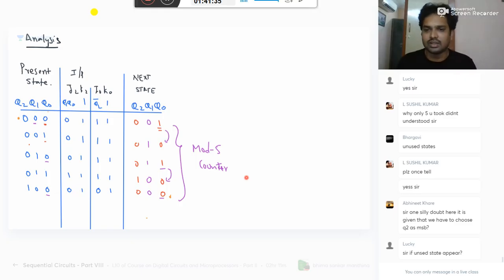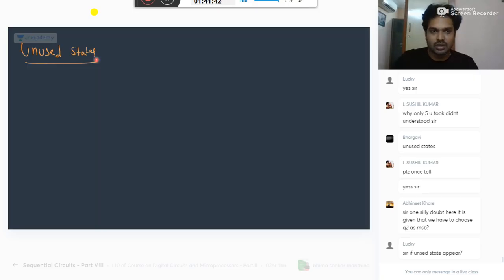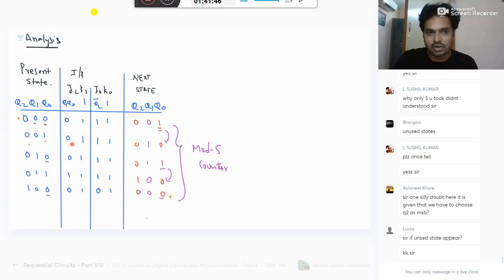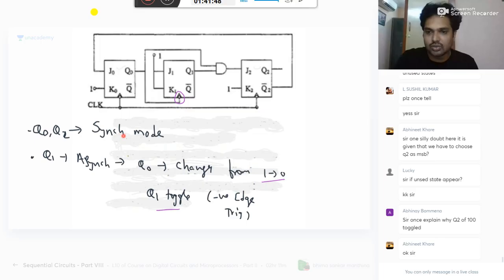By default, if nothing is specified in the terminology, you take Q2 as the MSB. That's all it means. Okay, that's what I'm saying now, Lucky. Next, unused states. First, in the question they don't specify what are the used and unused states. Here we are only finding them.